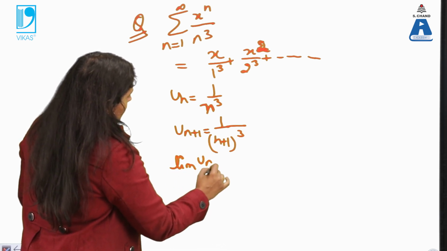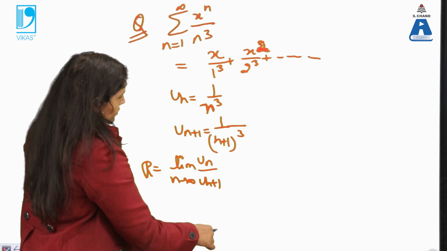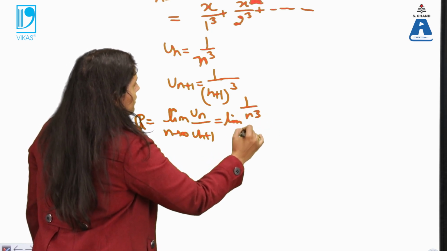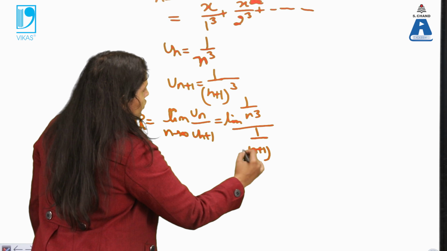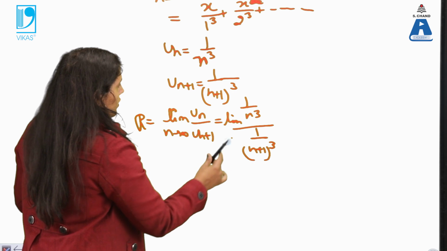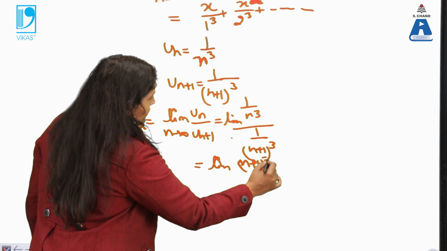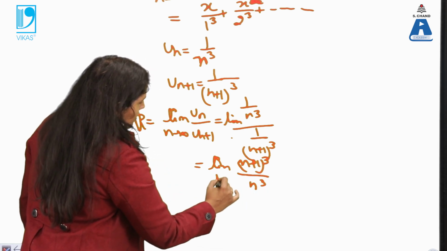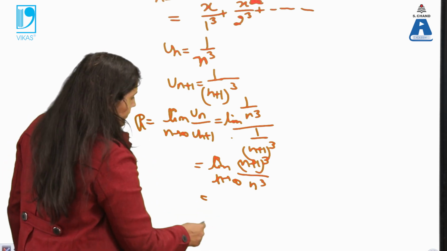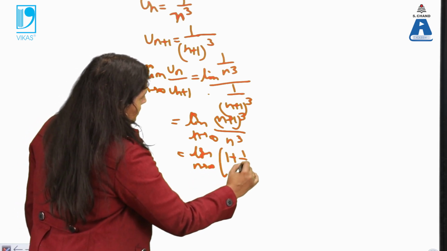I will apply the limit of un upon u(n+1) formula. So, it is 1 by n cube, limit, 1 by (n+1) whole cube. This will go in the numerator, and finally we are getting the limit as n tending to infinity of (1 + 1/n) whole cube.